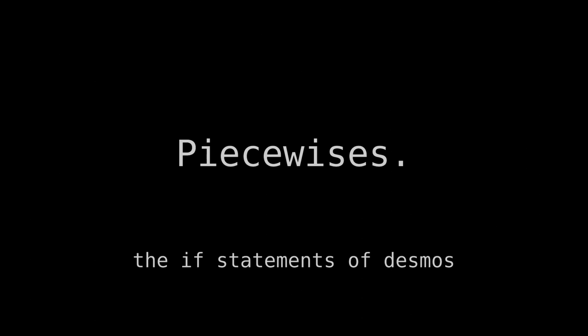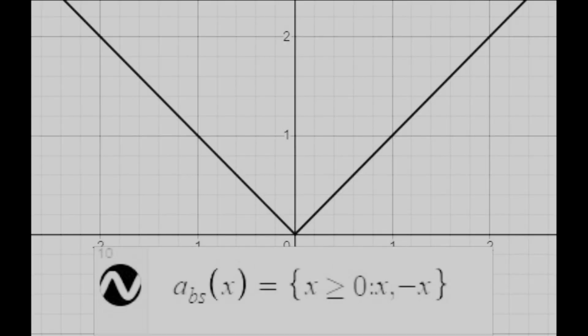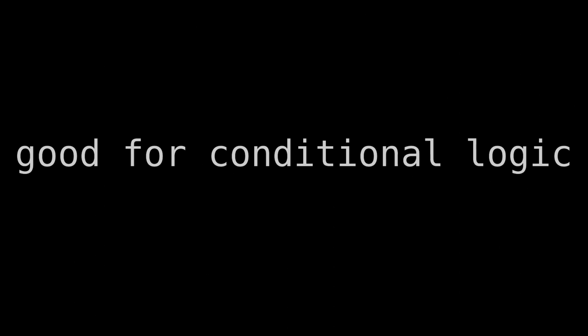Another neat, potentially overlooked feature of Desmos is Piecewises. These are the if statements of Desmos. As an example, here's the absolute value function implemented with Piecewises. It's equal to x if x is greater than 0, and otherwise equal to negative x. These are super useful for any kind of conditional logic, of which this project was overflowing.